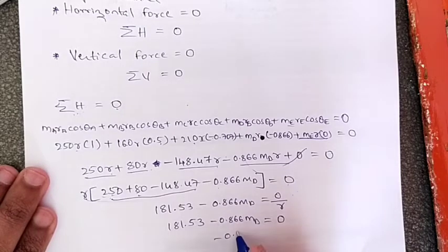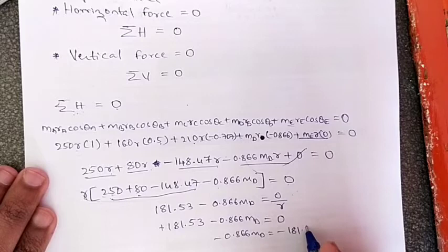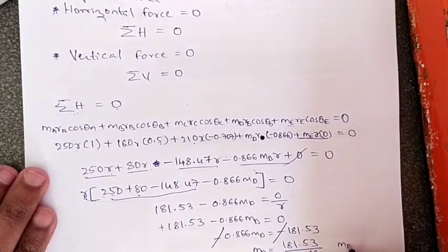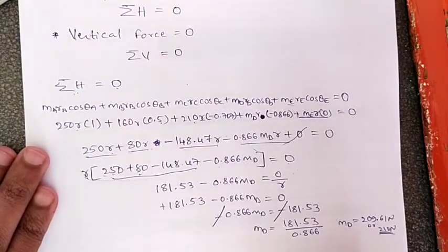Now minus 0.866 MD will take as it is. When this comes here, plus becomes minus 181.53. Now this minus will go with this minus. If you want MD, just divide 181.53 divided by 0.866. So when you divide, you will get MD is equal to 209.61 Newton or 210 Newton. This will be your MD.